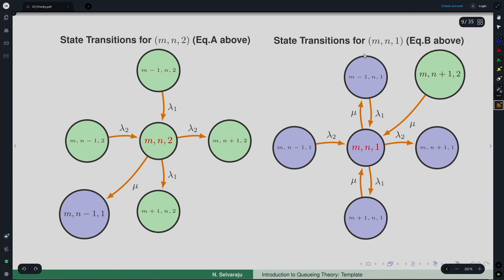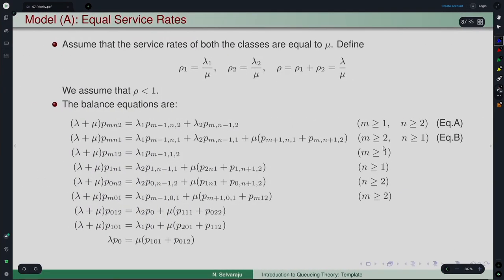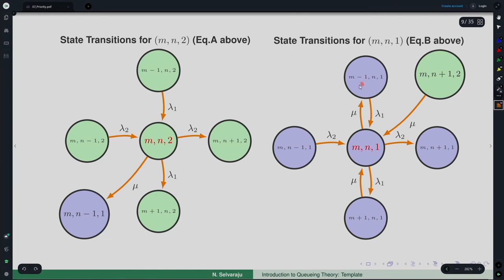Now, let us look at equation B. In which way can this go out? It will be almost similar. So, mn1 is the state we are looking at. From this, an arrival of priority 1 would make it go to m+1 n1, an arrival of priority 2 would make it go to m n+1 1, and a service completion would make it go to m-1 n1, because in this particular case m is at least 2. So there is at least one more customer here, and his service will start. It will be the same priority level, because at least one priority 1 customer is already waiting. So basically from mn1, with a service completion, it will move to m-1 n1.